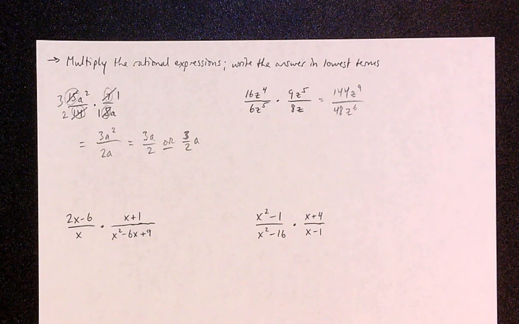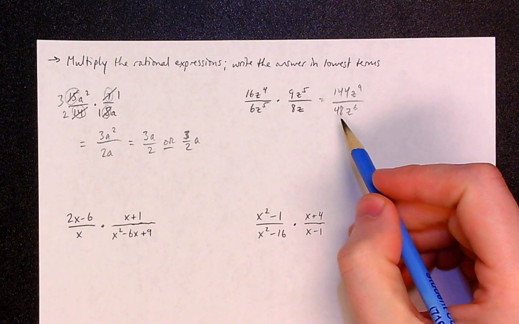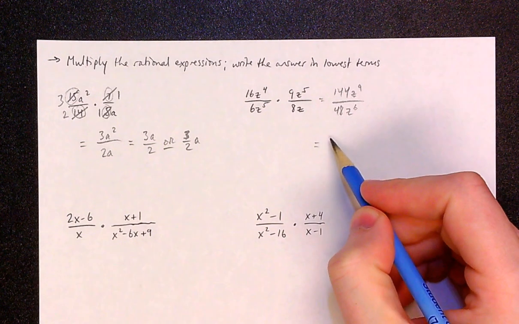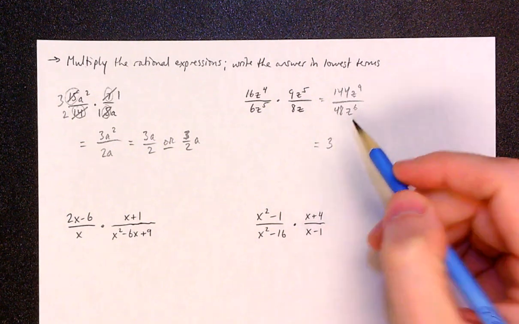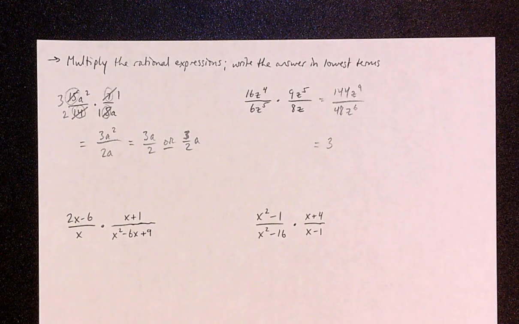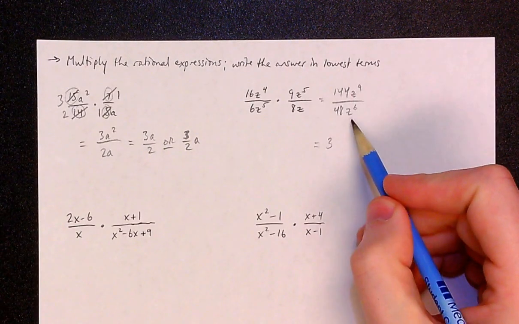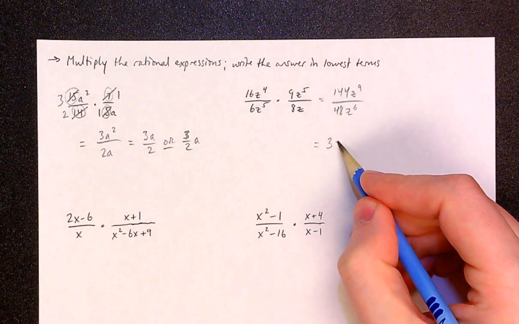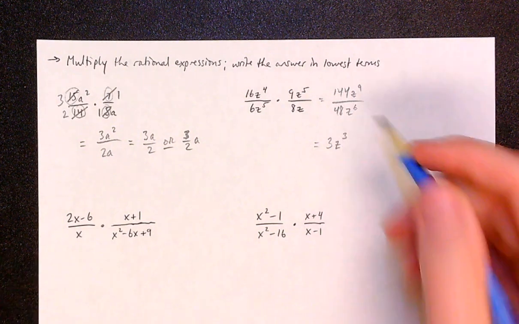So now we have some work to do here. If you do 144 divided by 48, you'll find that you get 3. And if you do z to the 9th divided by z to the 6th, we're subtracting those exponents. So I have z to the 9 minus 6, or 3.